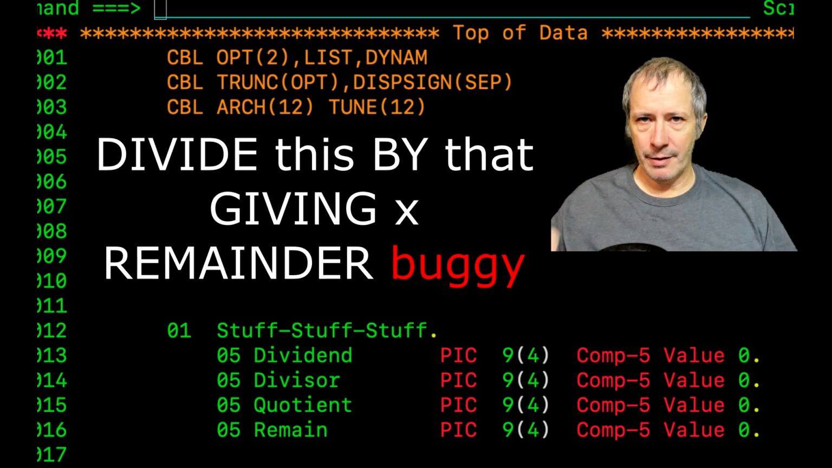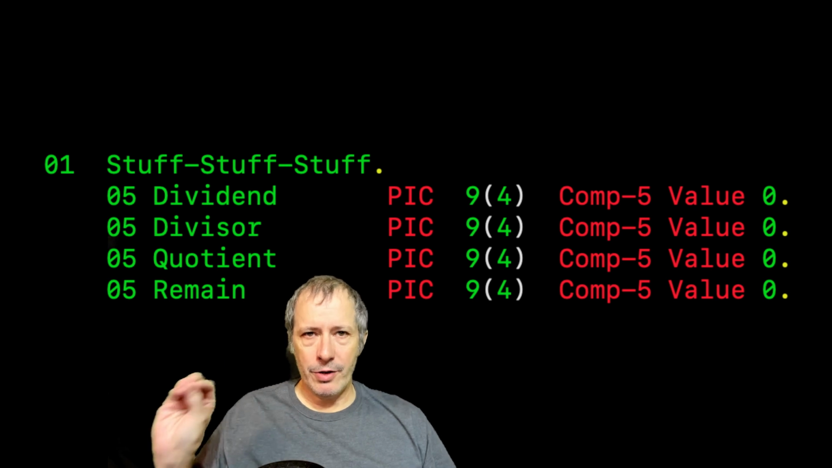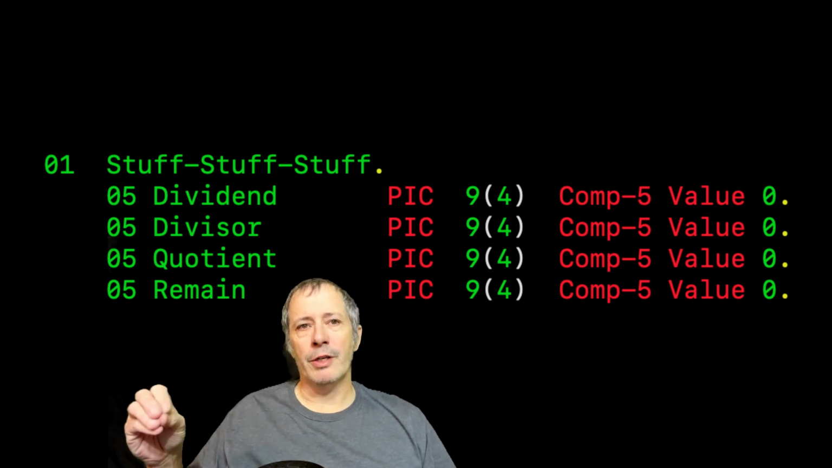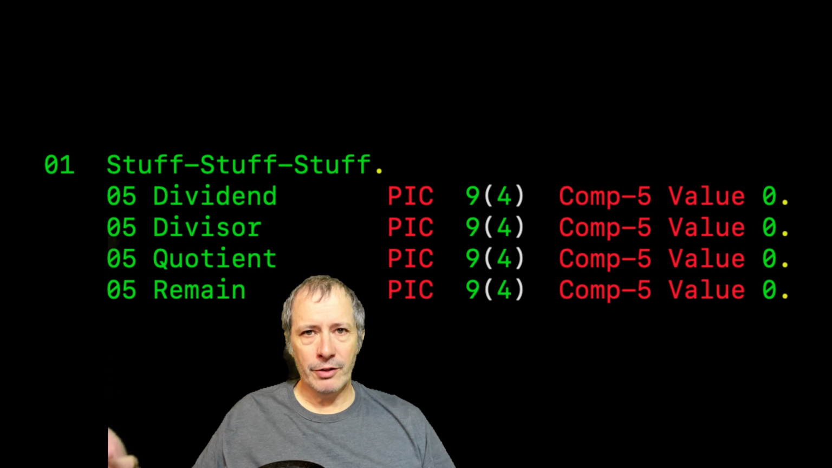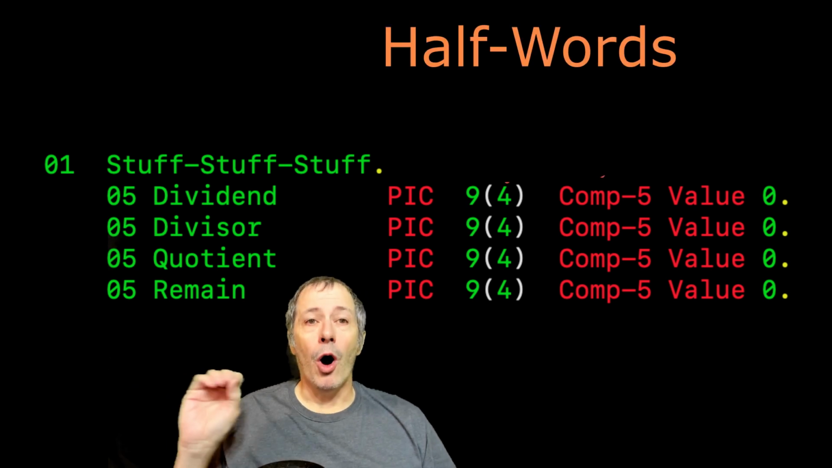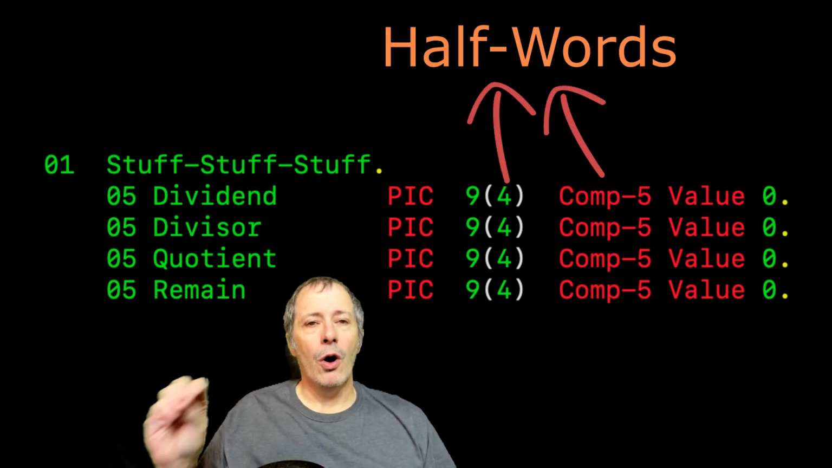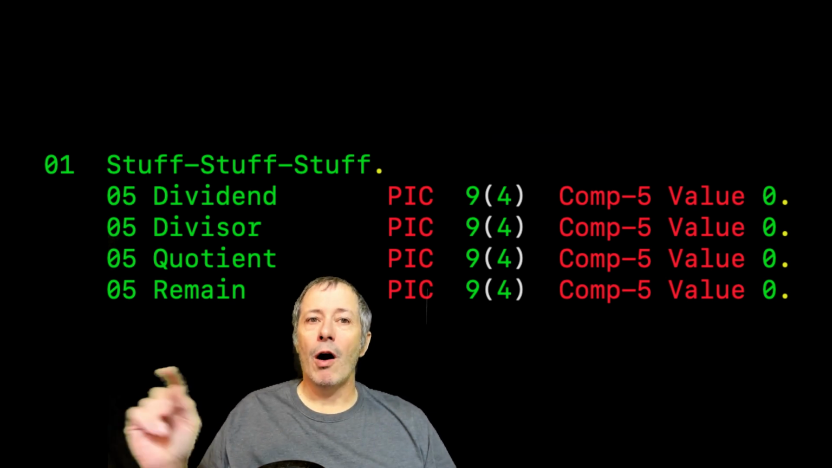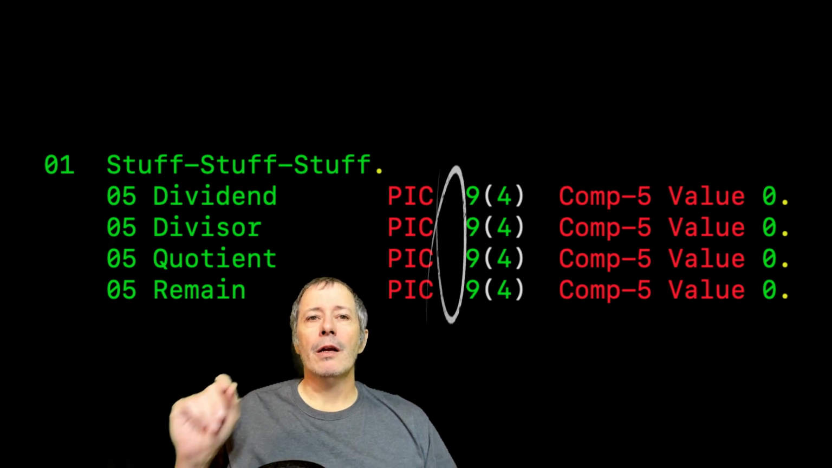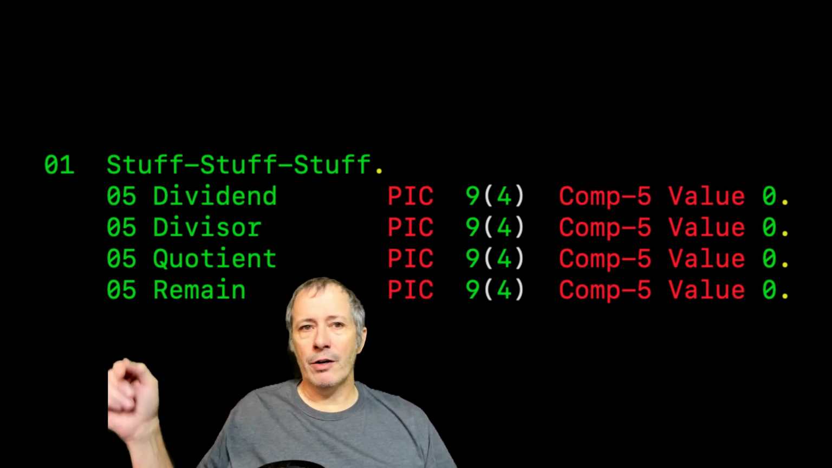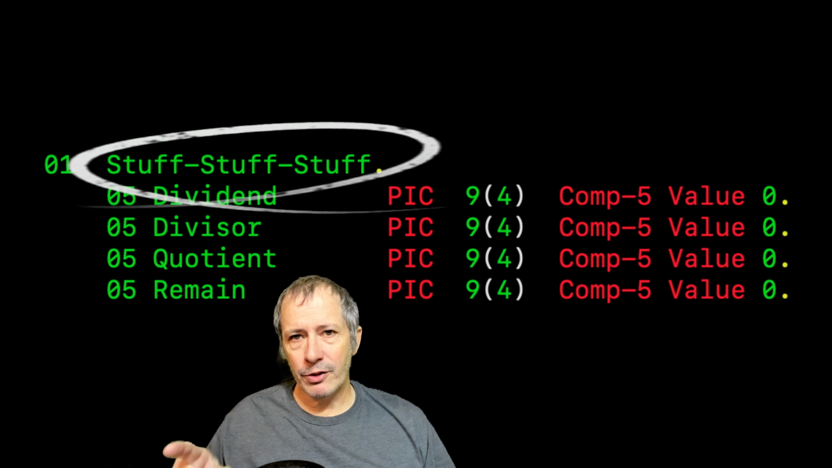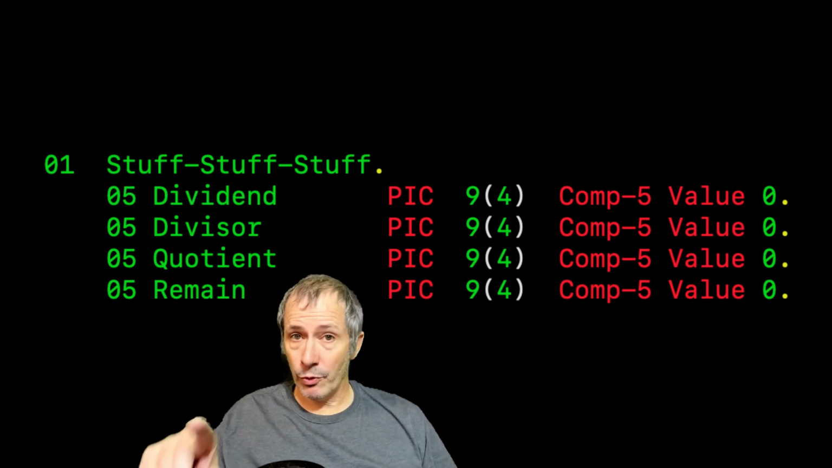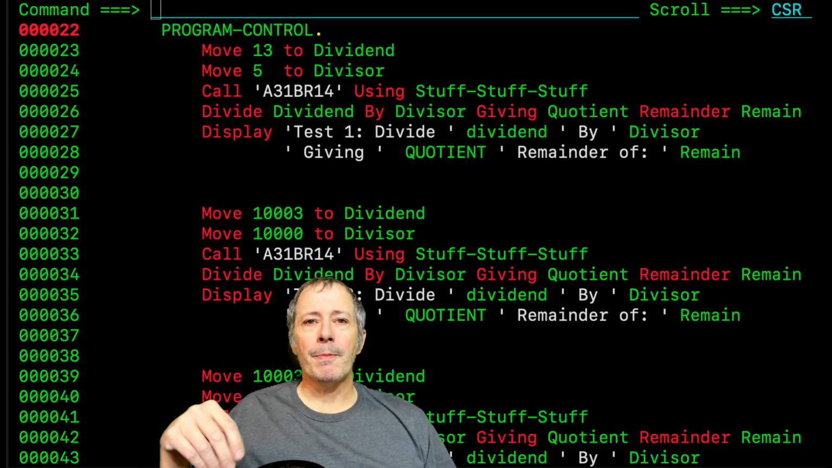The bug is related to getting a remainder when using the divide verb. This is my proof of the problem program. Each of the parts of a division operation is defined: dividend, divisor, quotient, and remainder. All are half words. All are native binary via COMP-5. All are unsigned. Notice that those fields are defined under a group item named STUFF-STUFF-STUFF. I did that for a reason I will explain in a minute.